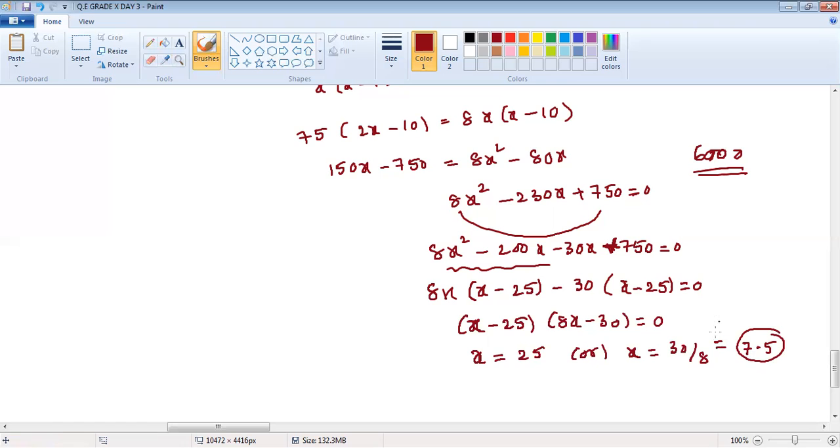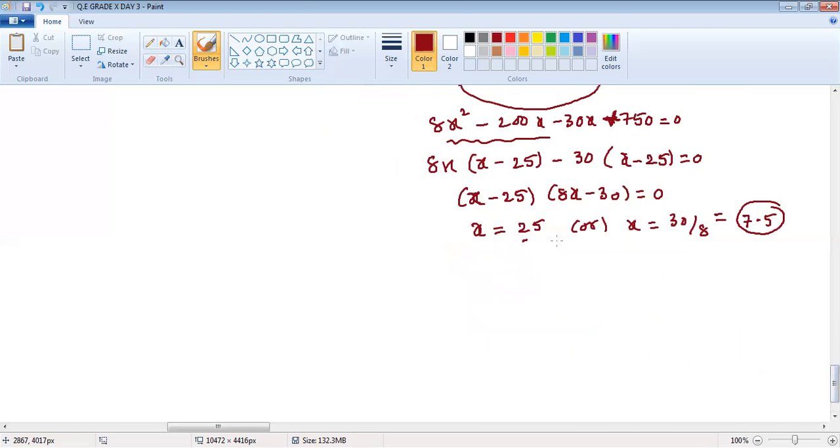Am I right? So now my question is, are both the values valid, or is only one value valid? Yes, sir. Which value will be valid? Sir, x is equal to 25. Why not 7.5?